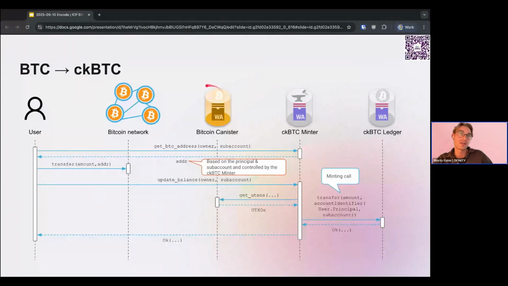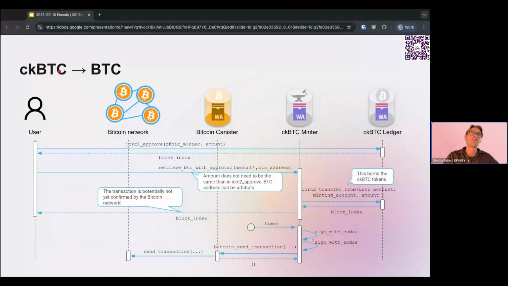And then the Bitcoin canister, in a happy path scenario, says, yes, those are the UTXOs that I see for this address. And then the ckBTC minter, for the new UTXOs, mints you ckBTC on the ckBTC ledger by calling the transfer method on that ledger. Because the ckBTC minter, as the name suggests, is the minter authority on that ledger, a transfer corresponds to a mint, that is, new ckBTC starts to exist. So this is how it works to go from BTC to ckBTC.